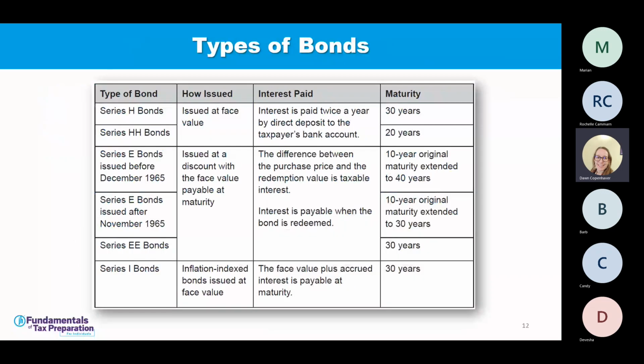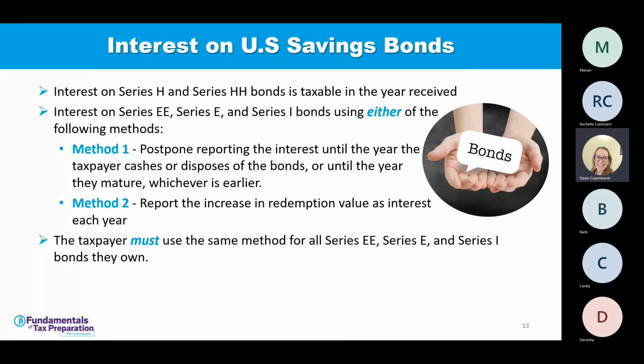Okay, so there's lots of different types of bonds. We're not going to get into that today. I will say people have been talking a lot about the Series I bond lately. So if you're looking for something to invest your money into, those have been paying out some crazy good interest. But again, you have to wait 30 years to get the full amount of the interest earned. Okay, Series H and HH bonds are taxable in the year that you receive them.